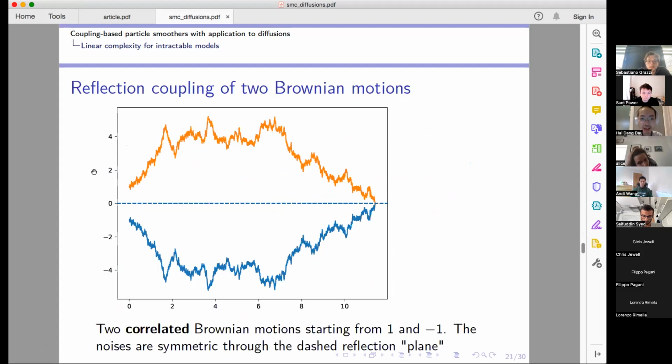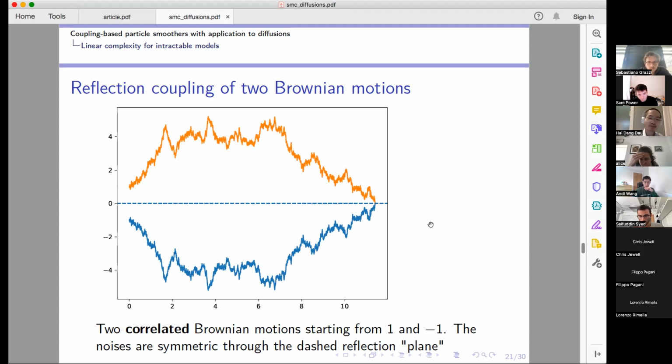All right, so now let's come back to diffusions. Here you have the reflection coupling of two Brownian motions. Many of you are familiar with this, I think. Here you have two correlated Brownian motions starting from 1 and -1, and the noise is asymmetric through the dashed reflection plane. Okay, and it couples after a finite time.